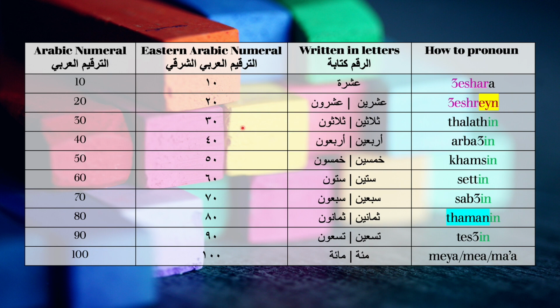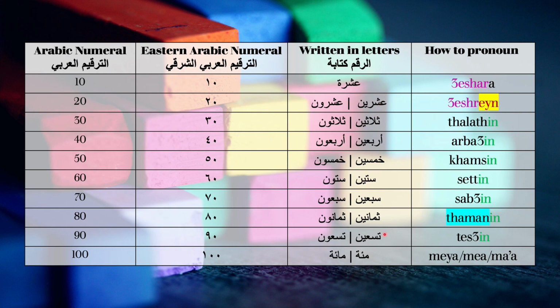So it becomes 20, 30, 40, 50, 60, 70, 80, 90, 100. 100 or 100 or 100, all of them are correct. But mostly in the modern Arabic, we say 100. مية, the first pronunciation. But if you said مئة or مائة, both correct.